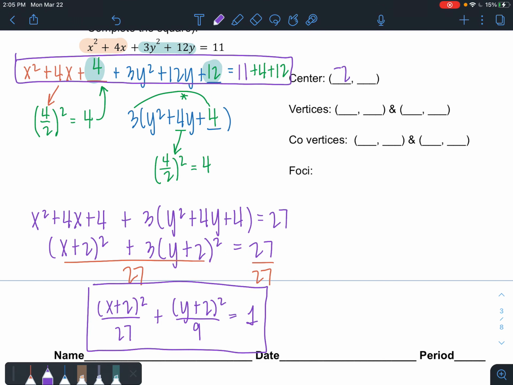The center is -2, -2. Let's go ahead and write out what A, B, and C are. So A is the square root of 27, which is about 5.2. B is the square root of 9, which is 3. And C is equal to the square root of 27 minus 9, which is equal to 4.